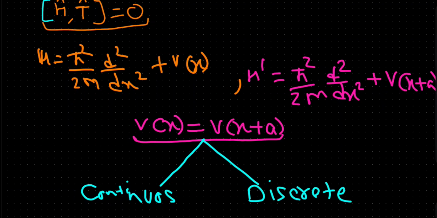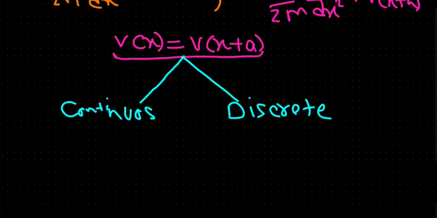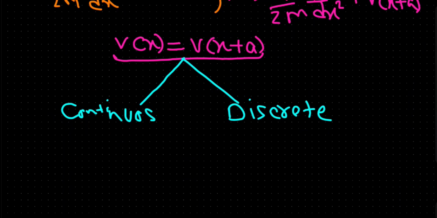So what do you mean by this? The meaning behind this is: for which value of a is the initial potential equal to the final potential? For example, if this equality holds for every value of a, then this is said to be the continuous translation symmetry. But when only a certain value of a makes this equality hold, then this is called the discrete translation symmetry.